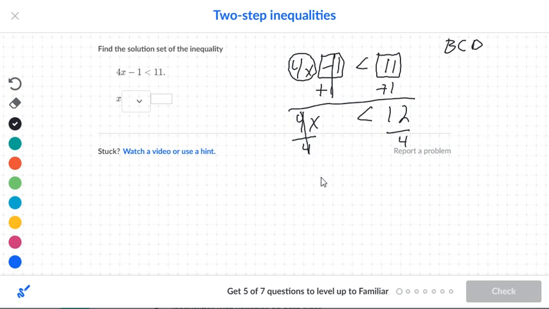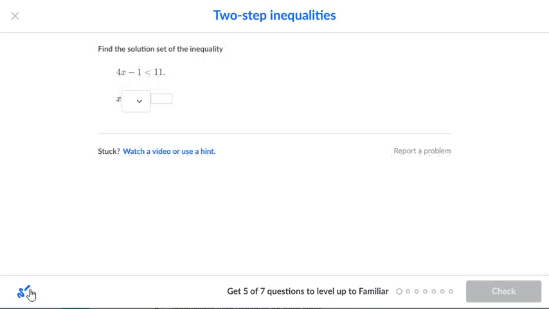So we cross this out. We have our x. 12 divided by 4 is 3. So we have 3 is better than x. So 3 is better than x. So we're going to, actually, we cut this off here.